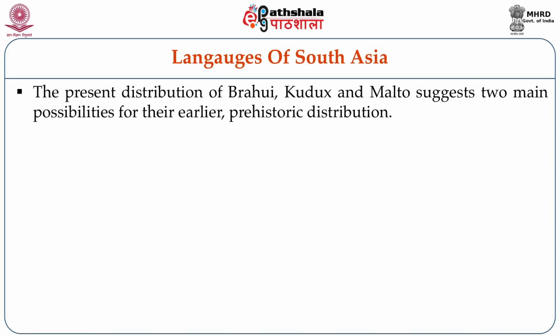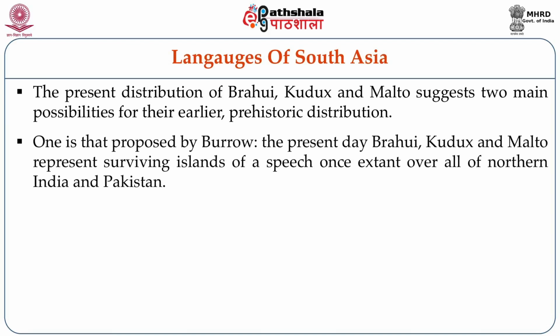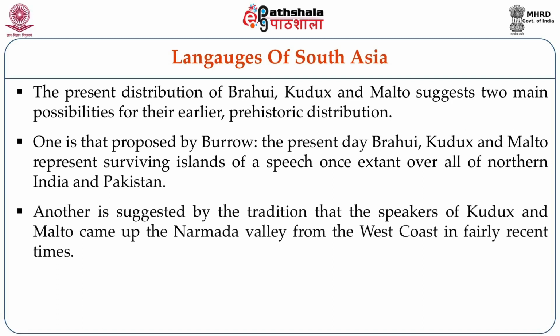The present distribution of Brahui, Kurukh and Malto, three of the Dravidian languages, suggests two main possibilities for their earlier prehistoric distribution. One is that proposed by Burrow: the present-day Brahui, Kurukh and Malto represent surviving islands of a speech once extant over all of northern India and Pakistan. Another is suggested by the tradition that the speakers of Kurukh and Malto came up the Narmada Valley from the west coast in fairly recent times.